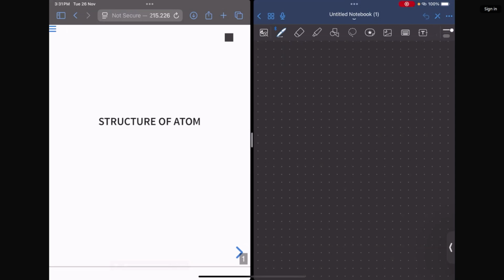So my name is Swayam. I'm currently pursuing my MBBS at AIIMS Bhubaneswar. So it's the first class of a very fundamental chapter of our 11th class chemistry, that is structure of atom.